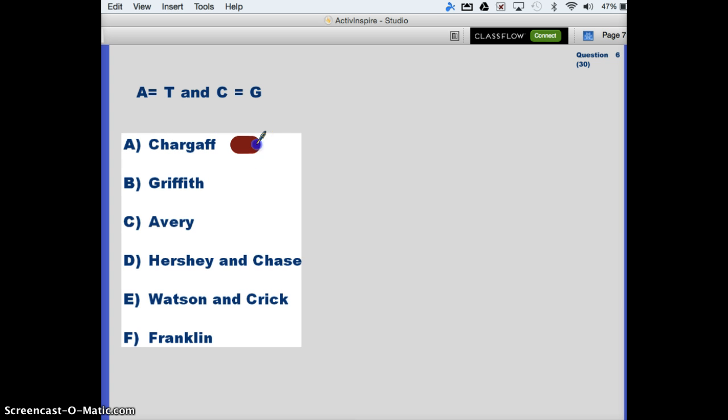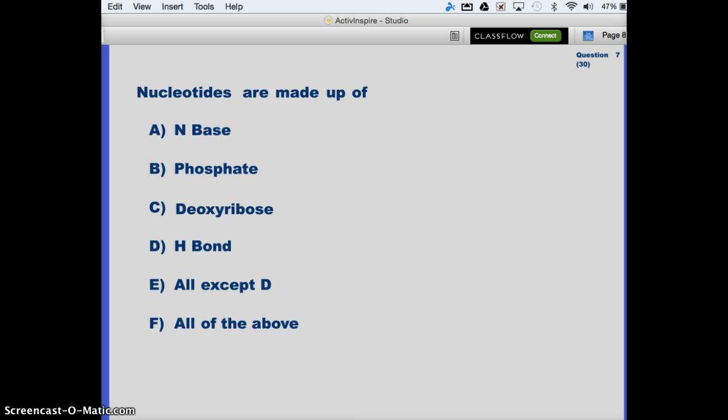This is Chargaff. A equals T, C equals G. So he discovered that in a DNA model, all the adenines will match up with the thymines, and the cytosines will match up with the guanines, and their compositions will be equal. That's what the equal sign's for.